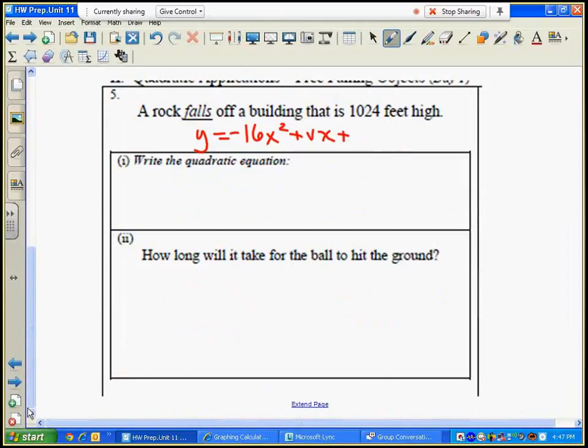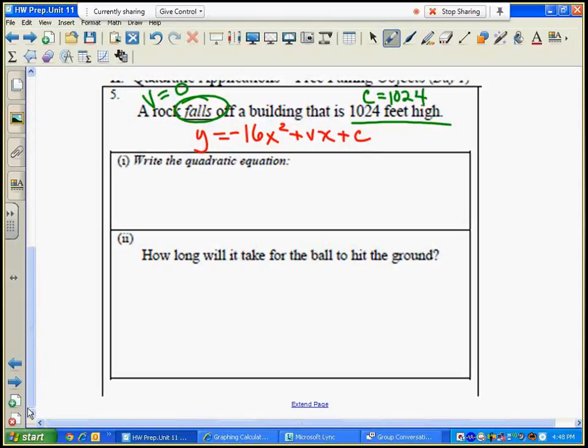Okay. It says a rock falls off a building. Now underline falls there. What that basically is stipulating is that no one threw it. It didn't get thrown up in the air, it didn't get thrown down. It's just been basically let go. So therefore the initial velocity is 0. So v is 0. Then it tells you that that building is 1,024 feet high. Well, that is your starting height. That's telling you that your c equals 1,024.